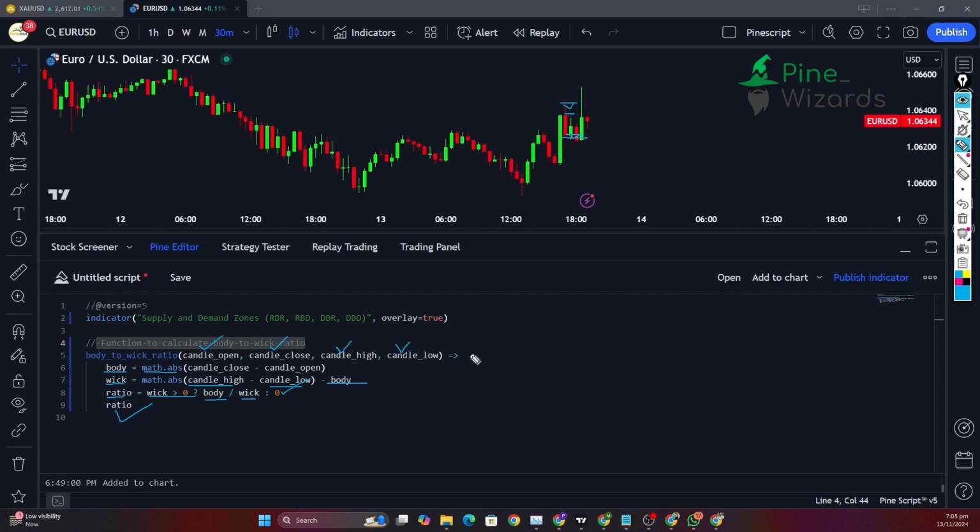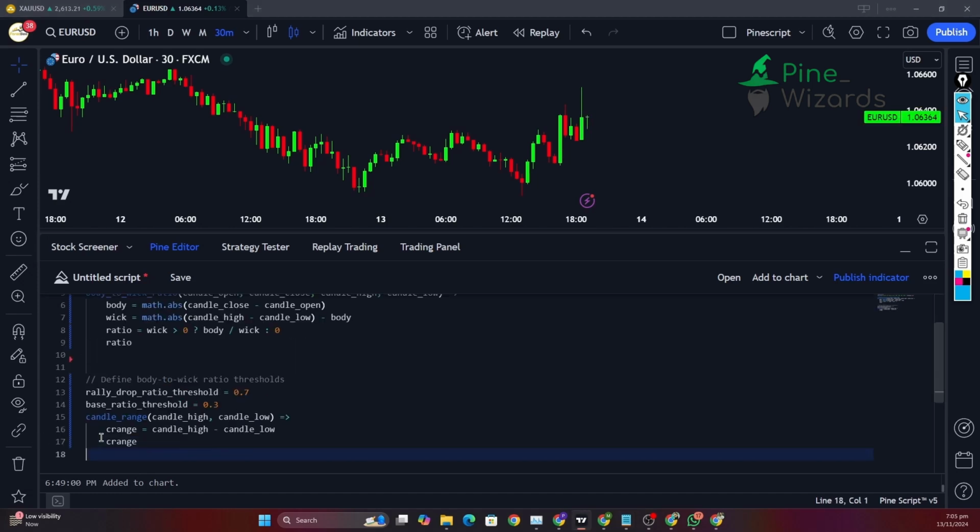Now this is done. A lot of our work is already done, because now what we're going to do is just go ahead and use this function to calculate the body to wick ratios. And after that, we're going to define the threshold for calculating the big rally and base region. So the threshold for rally and drop candles is 0.7.